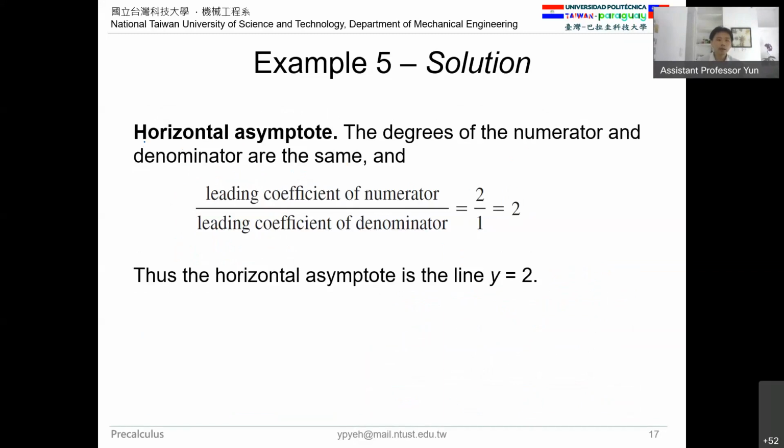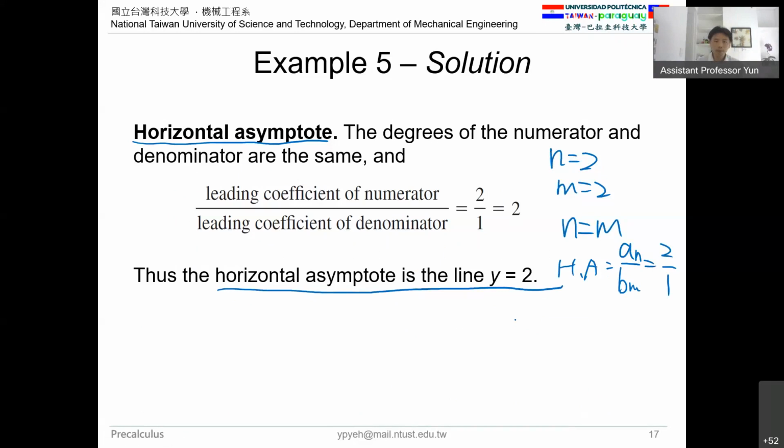Then the next step is finding the horizontal asymptotes. Okay, as we learned, it depends on whether the degree n is larger than the degree m. No, the degree of n is 2, and m is equal to 2. So you can see that n is equal to m, and then the horizontal asymptote will equal a_n divided by b_m, which will equal 2 divided by 1. Okay, so then the horizontal asymptote will be y equal to 2.